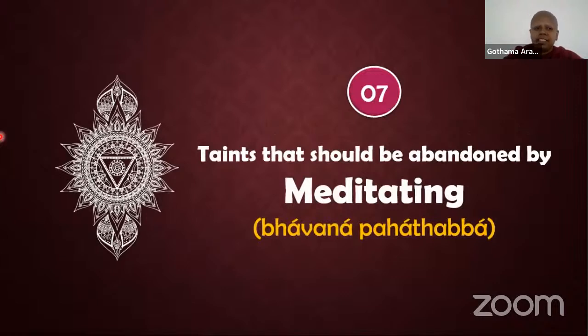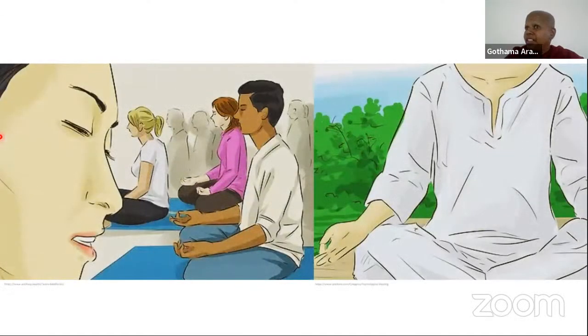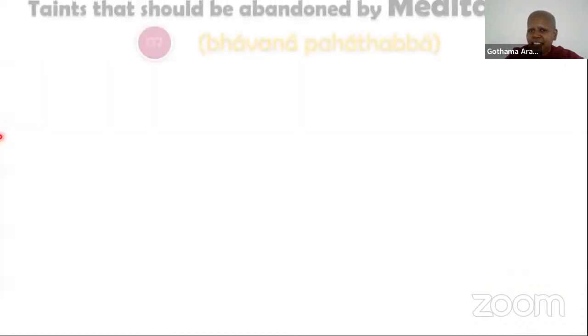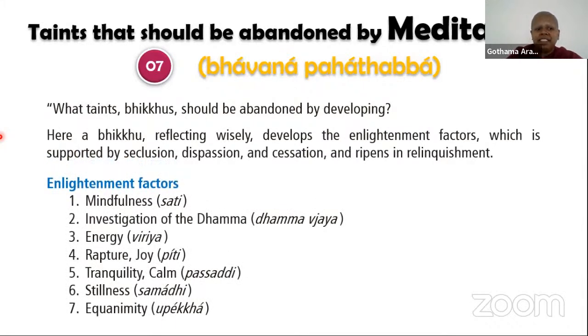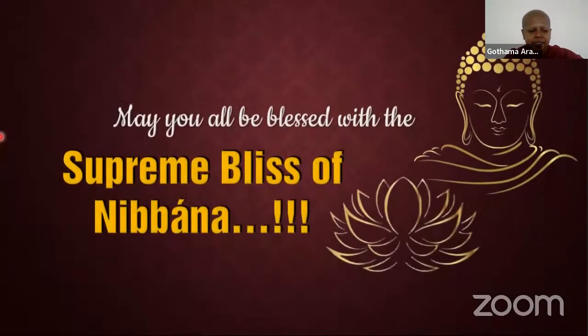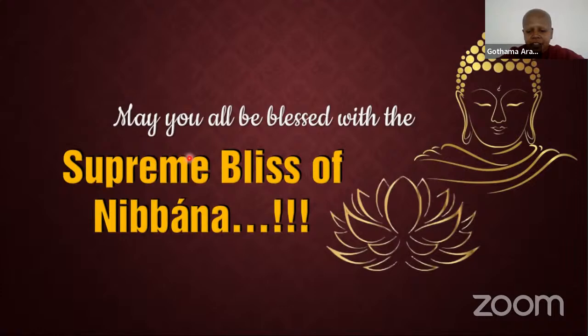And the last one, the taints that should be abandoned by meditating. So meditation is number 7. Okay. So there are 7 points. Actually, don't worry about any of these 7 points. For you to come here, you will have 5 middle parts to practice at home. Okay. You need to practice all the 5 above points.